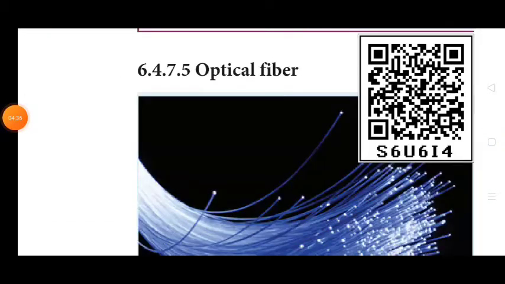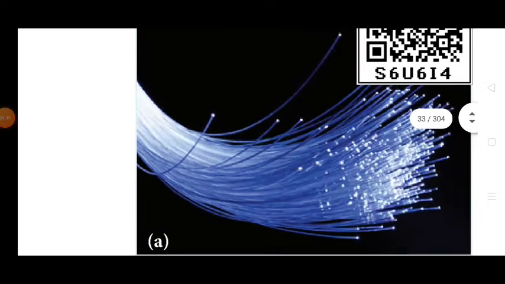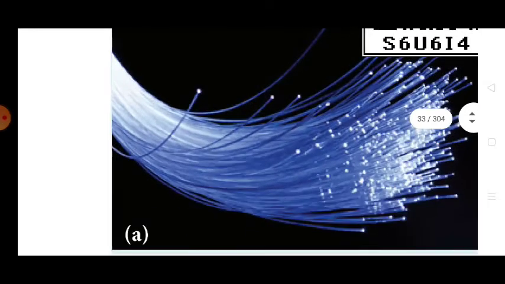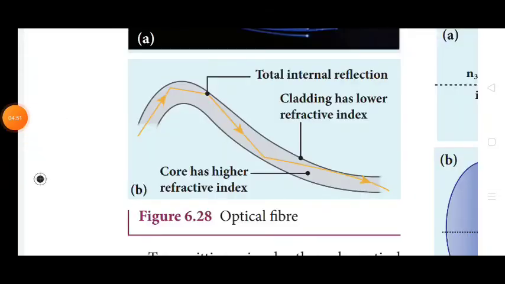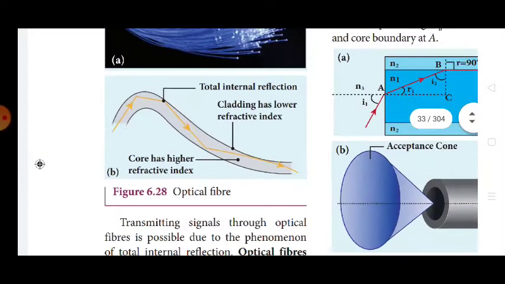Our next topic is optical fiber. Children, see this diagram, a small thread-like wire is there. This is called optical fiber. And also see that in the optical fiber, light is traveling through it by total internal reflection. Cladding has a lower refractive index and the core has a higher refractive index. Now we are going to see what is meant by optical fiber.